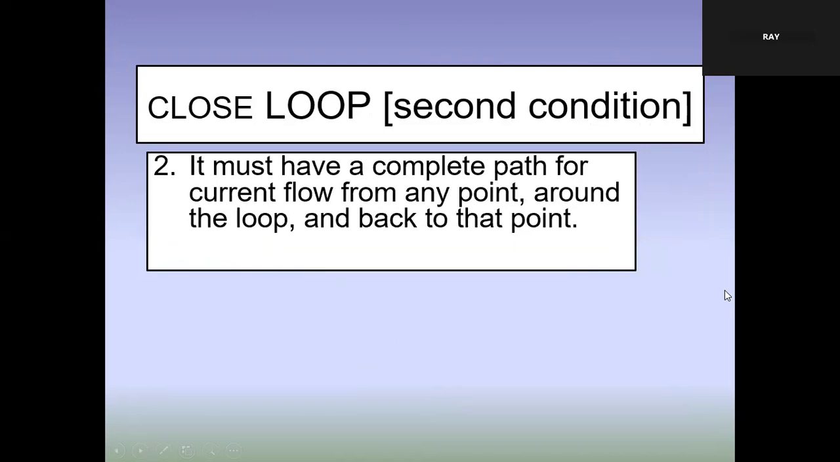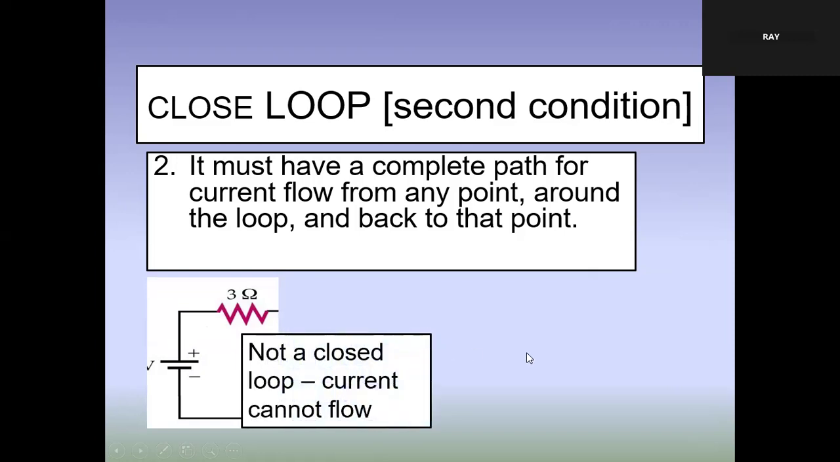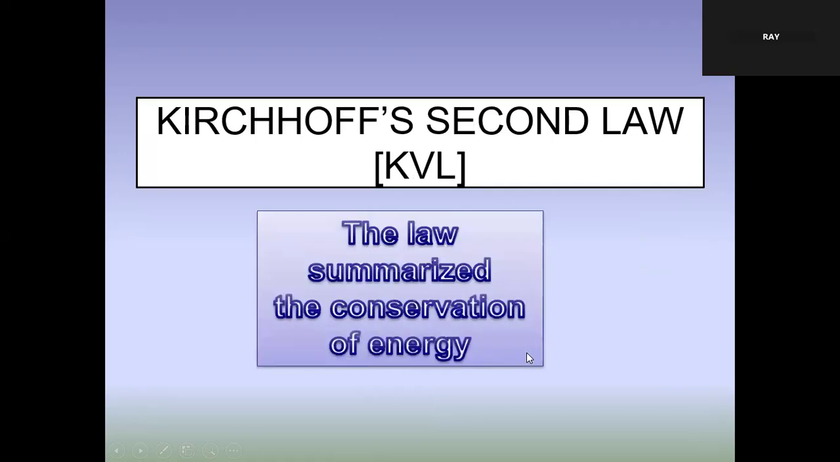Second condition, it must have a complete path for current to flow from any point around the loop and back to that point. This is not a closed loop. Right? The current cannot flow anywhere, cannot come back again. It's not a closed loop, current cannot flow. The second law is a law that summarizes conservation of energy.